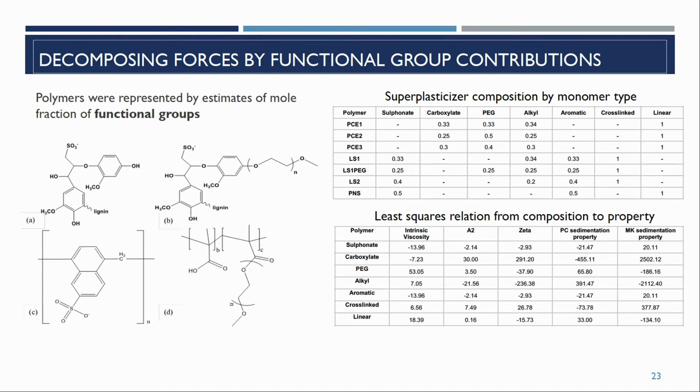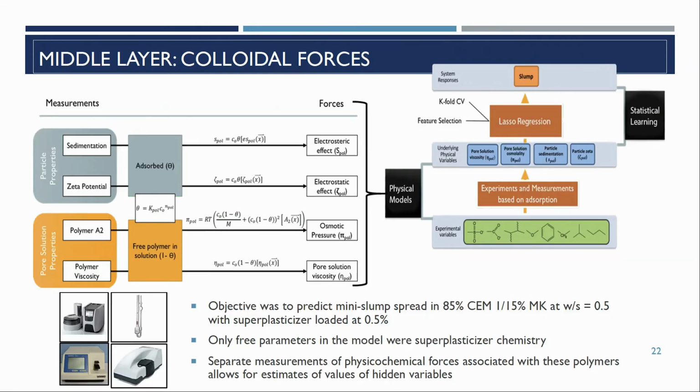So sulfonate groups are strongly solubilizing. They tend to reduce aggregation. It kind of makes sense that the more sulfonate you've got for constant molecular weight, the lower the intrinsic viscosity. Some of these make more sense than others, but essentially this is our map of going from composition to forces: we're going to connect each of those forces to composition through a really super simple least squares regression.